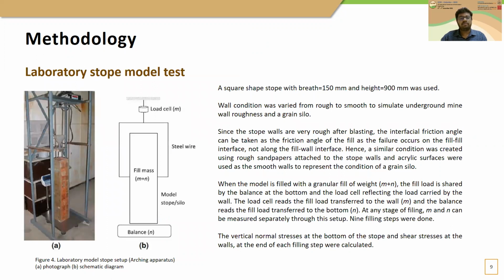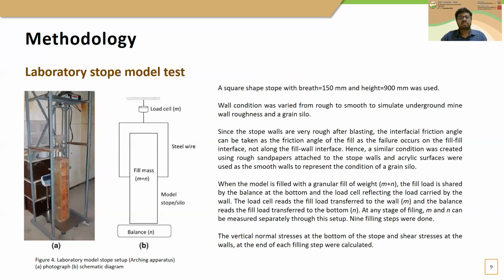Figure 4 shows a laboratory model stope setup, also called the arching apparatus. A square-shaped stope with a breadth of 150 mm and a height of 900 mm was used, and the wall condition was varied from rough to smooth to simulate underground mine wall roughness and grain silo, respectively. Since the stope walls are very rough after blasting, the interfacial friction angle can be taken as the friction angle of the fill, as the failure occurs on the fill-fill interface, but not along the fill-wall interface.